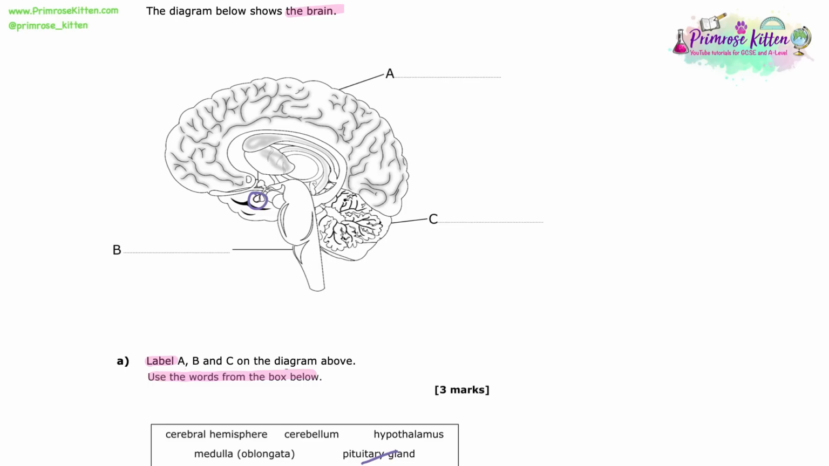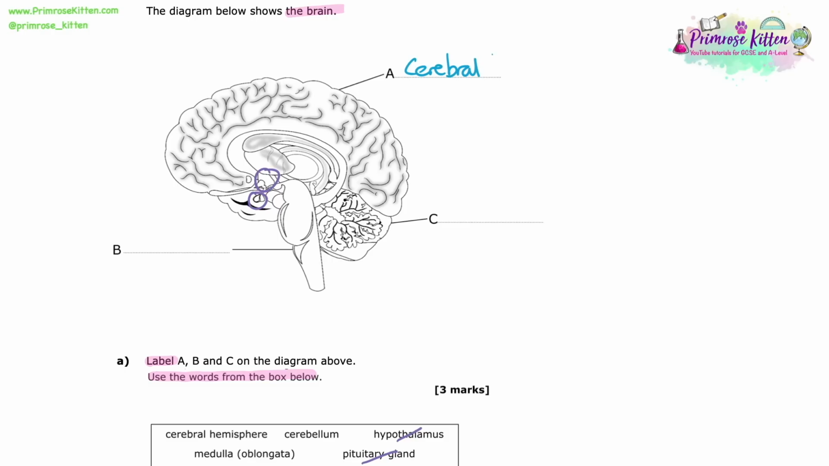So the pituitary gland is not labelled. I know that that's there. I've just circled it in purple, so it's not the pituitary gland. The hypothalamus is also not labelled, it's just above the pituitary gland in that space there. So that means I know that those two have not got a label, so it can't be one of those two. So I've cut it down to 3.